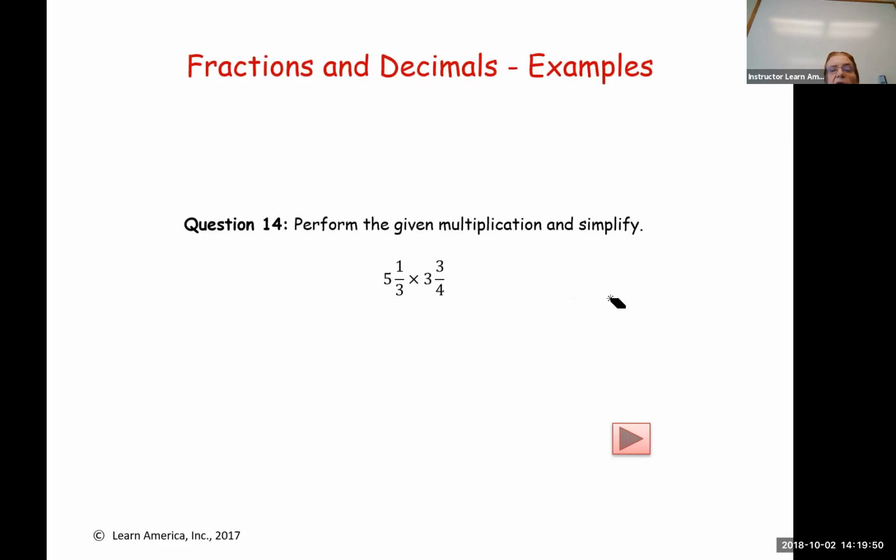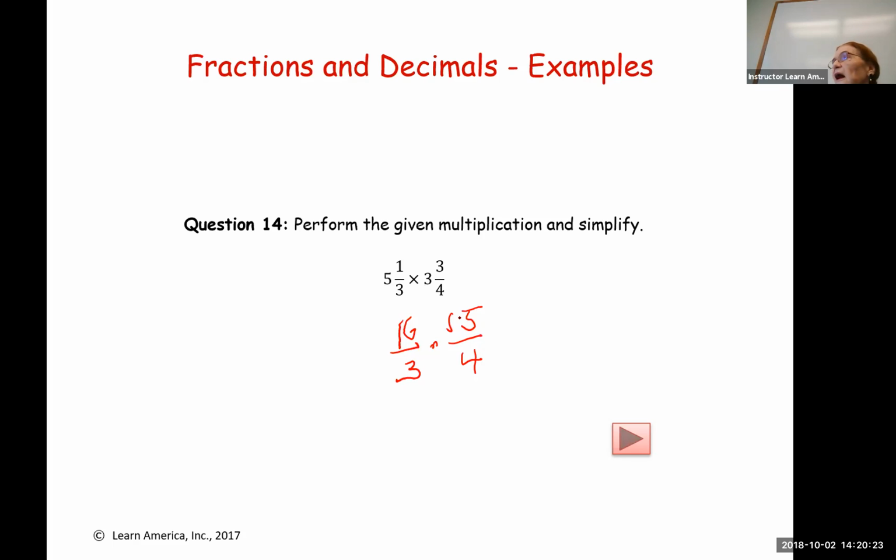Okay. All right, we want to perform this multiplication and then simplify the result. Again, probably better to change everything into the form of an improper fraction. So we have 3 times 5 is 15, plus 1 is 16. So we get 16 over 3, and then here we have 12 plus 3 is 15 over 4. So we have 16 over 3 times 15 over 4.